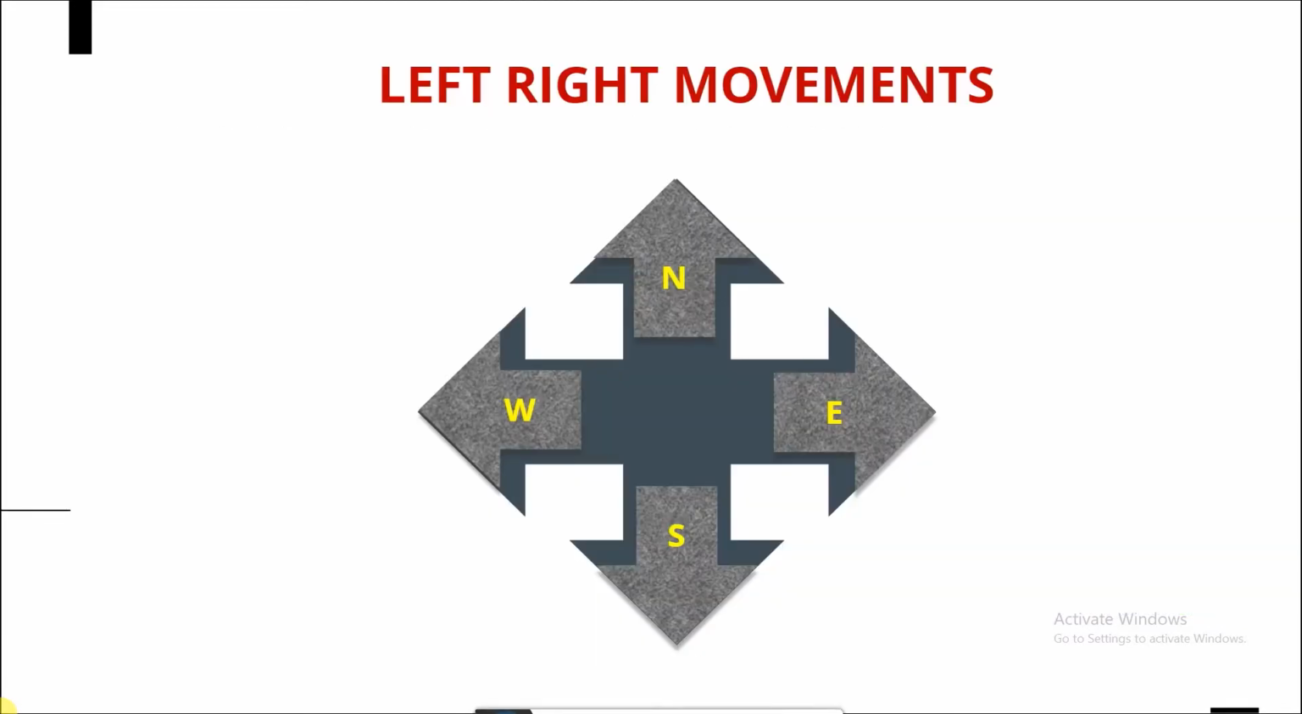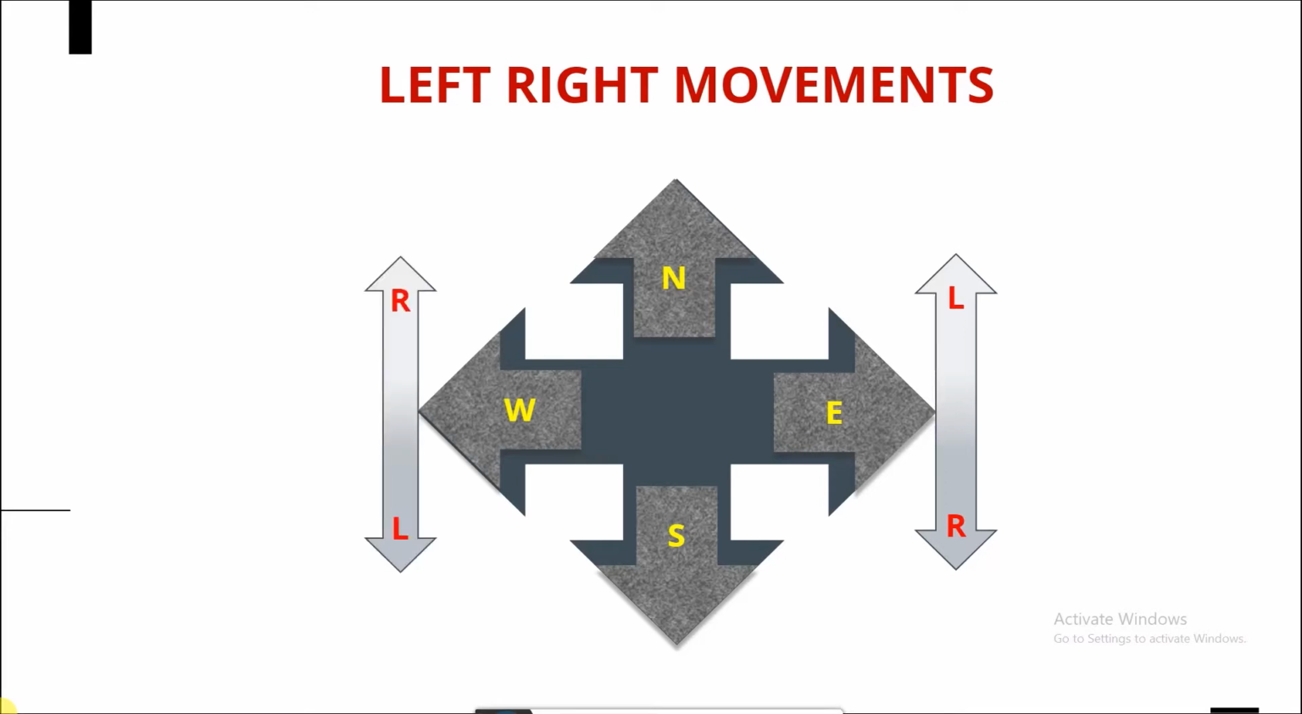Left-right movements. A person facing east, on taking left, will face towards north, and on taking a right turn, towards south. A person facing west, on taking left, will face towards south, and on taking a right turn, towards north.